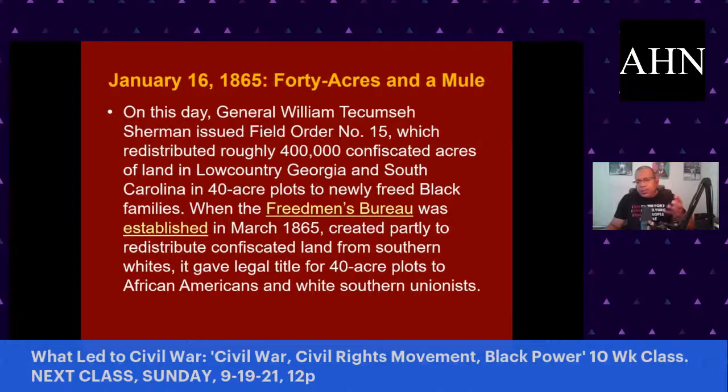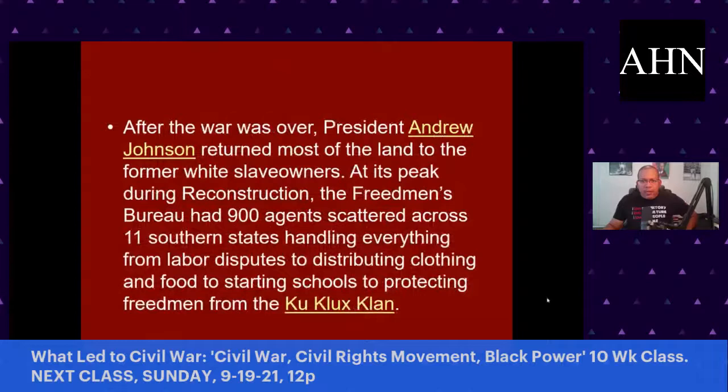And most of this land is going to be taken back by President Andrew Johnson, who succeeds Lincoln after Lincoln is assassinated. Johnson is sympathetic to the Confederacy and sympathetic to the white Southerners, former plantation owners. But this was coastal land in South Carolina, Florida, and Georgia. It wasn't land in all of the South.